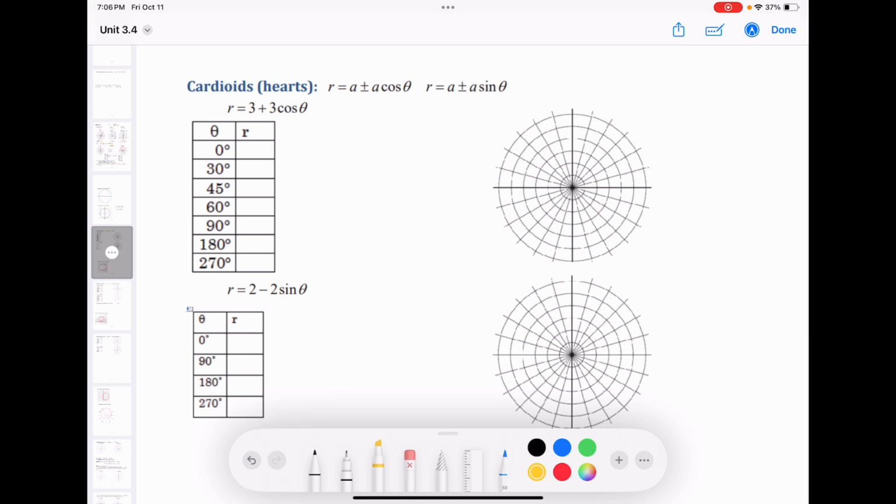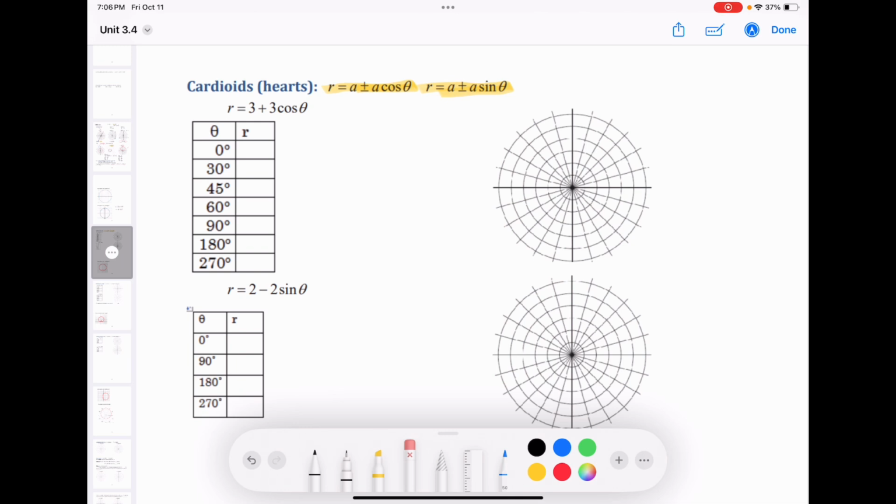If I have the equation r equals a plus or minus a times cosine theta, or r equals a plus or minus a times sine theta, we're going to have a heart shape. What does a heart shape look like? This is a heart shape, but the cardioid, this heart, is not pointy; it has a smooth bottom. Okay, so let's see how to graph this one.